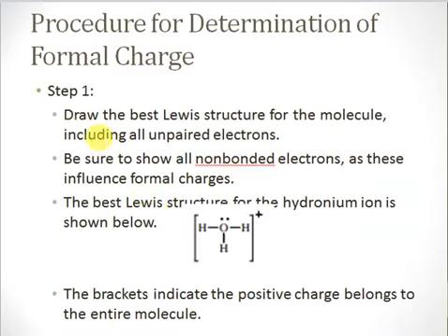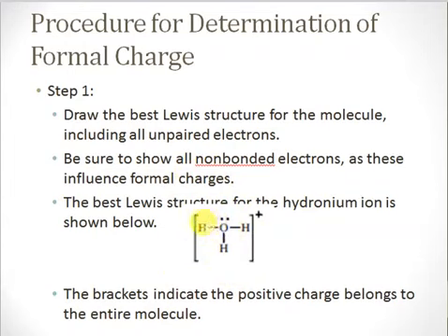The first step in determining the formal charge involves drawing the Lewis structure. When you are drawing the Lewis structure, you have to include all unpaired electrons as well. You don't have to hide anything. You have to show the bonding electrons and the non-bonding electrons, so never forget to include the lone pairs of electrons. Under these conditions, this is the structure for the hydronium ion.